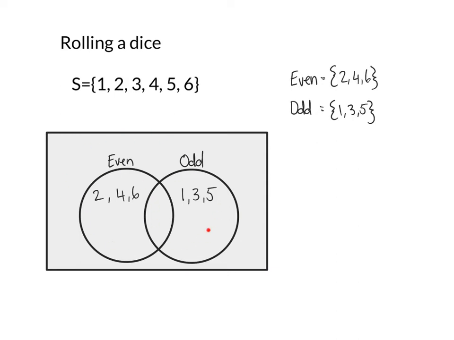Now, another way of writing it, instead of listing the numbers, you might just say how many outcomes there are. So we would say here there are 3 even numbers and 3 odd numbers. There are 0 numbers that are both. You can't have a number that's even and odd. And then there are 0 numbers that don't fit into any of these categories. So basically, that's how a Venn diagram works. Let's have a look at another example.